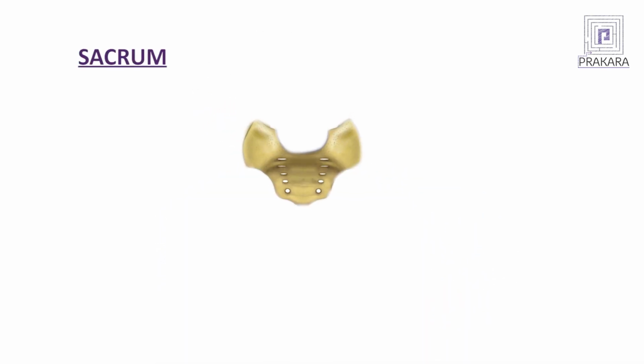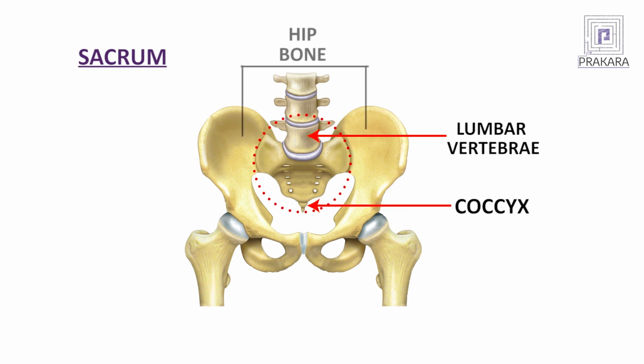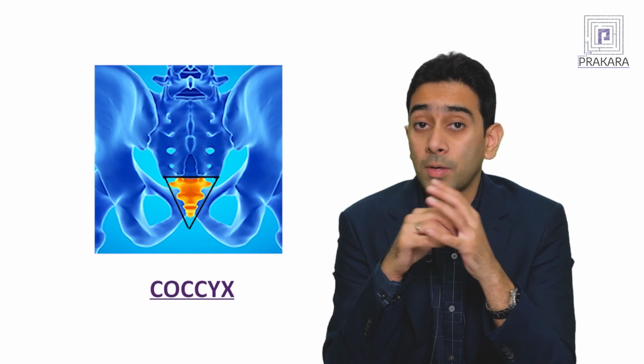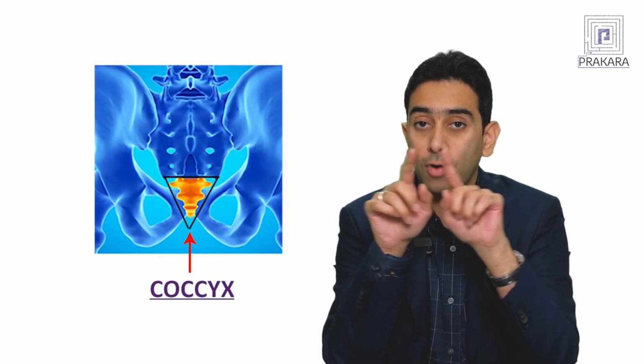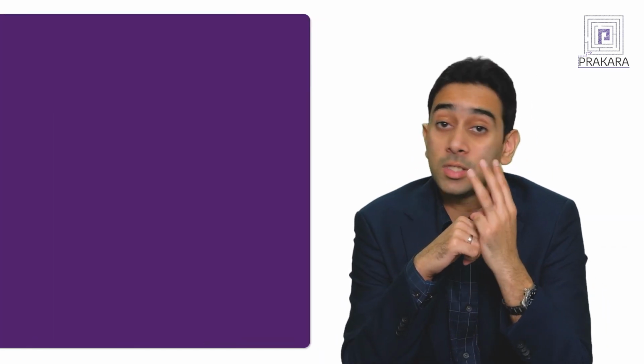The sacrum consists of 5 different vertebrae which are fused together, and it articulates with the 5th lumbar vertebra above, the coccyx below, and the 2 hip bones or the pelvic bones on the sides. The coccyx consists of 4 separate vertebrae which are fused together to form a triangular shaped bone, and this articulates with the sacrum above. The vertebral column basically has 3 major functions.